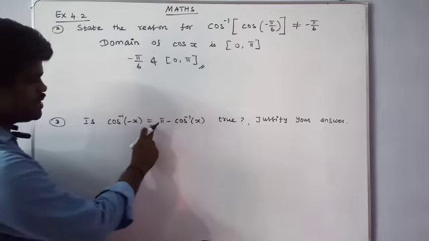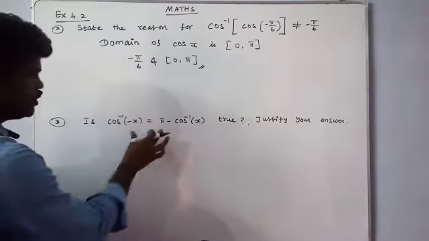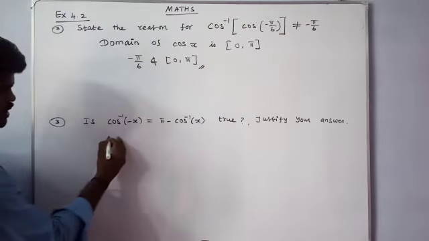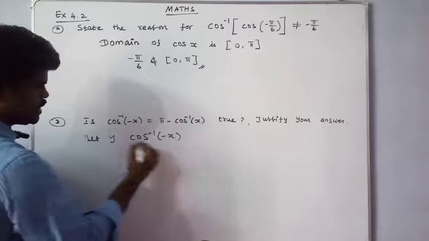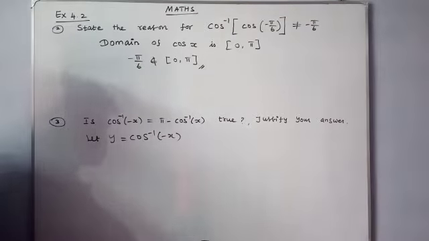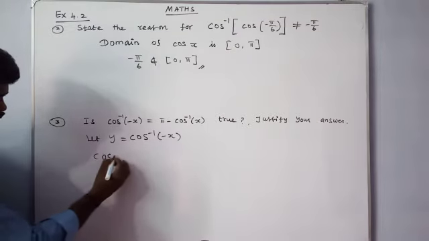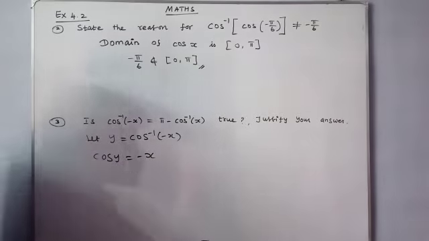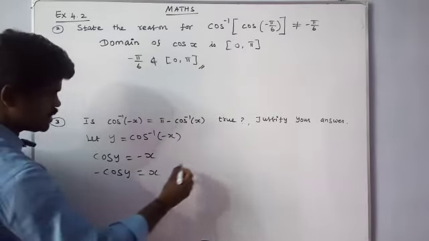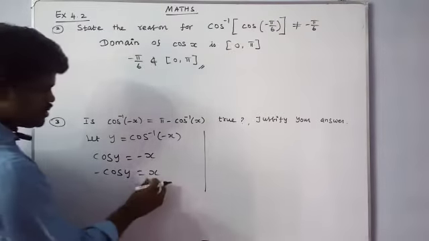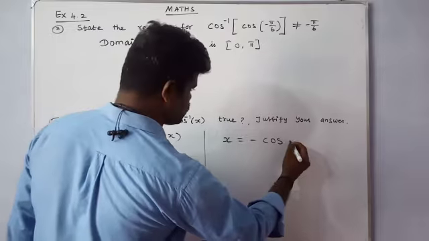Is cos inverse of minus x is equal to pi minus cos inverse of x true? Justify your answer. First of all, you want to prove this. Let y is equal to cos inverse of minus x. Okay, right. Let us take cos inverse to this side. Cos y is equal to minus x, and multiplying by minus, minus cos y is equal to x, and we want to change this value to this side. x is equal to minus cos y.